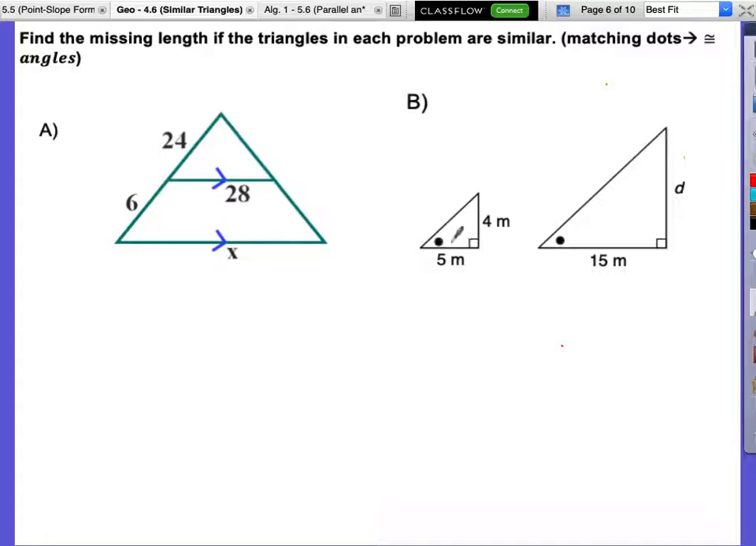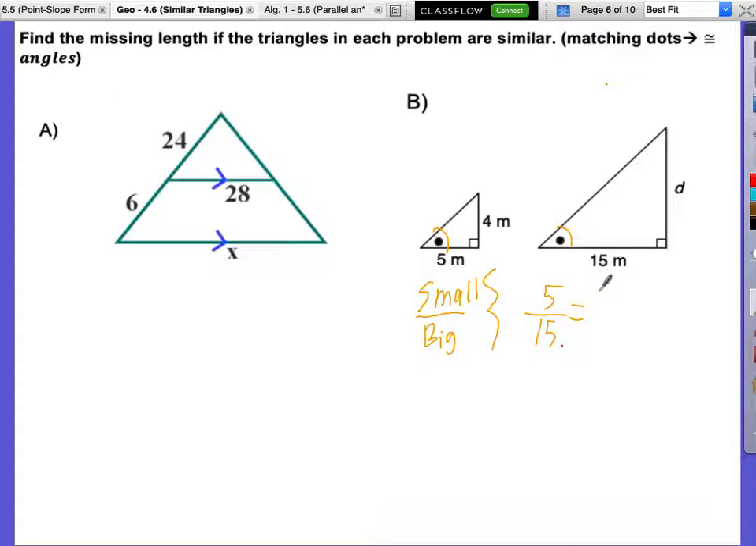The matching dots mean that the angles are congruent. So these angles are congruent. Are our corresponding angles congruent in these triangles? Yeah, they should be. Okay, that's good. So these triangles are similar. So we can say from small triangle to big triangle, 5 over 15.